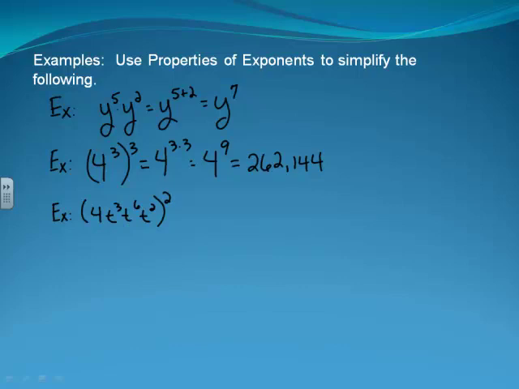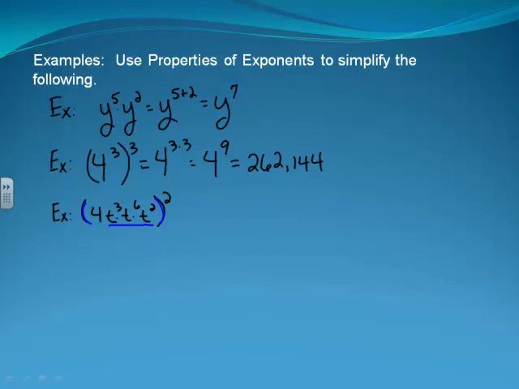Now, there's a couple of different ways you can do this problem because there are a couple of properties that apply directly. One is you could notice that in the parentheses, and this is more of an order of operations thought process, can you simplify anything in the parentheses first? And the answer is yes. You have multiplication of like bases there.